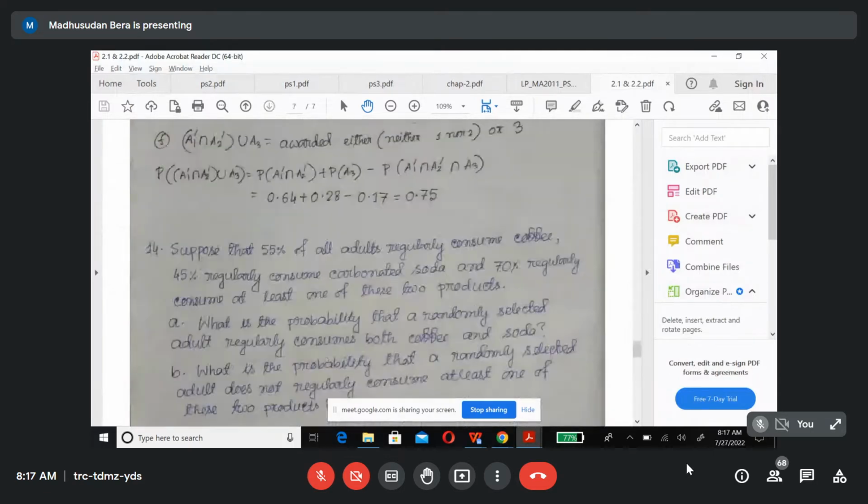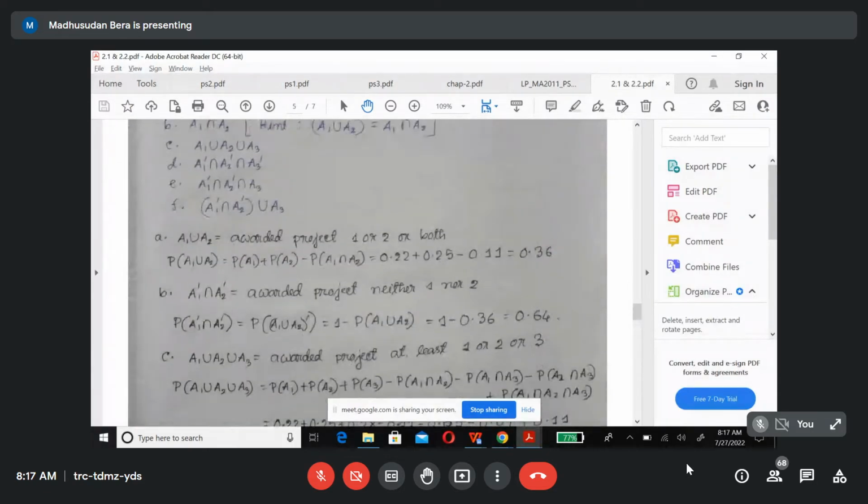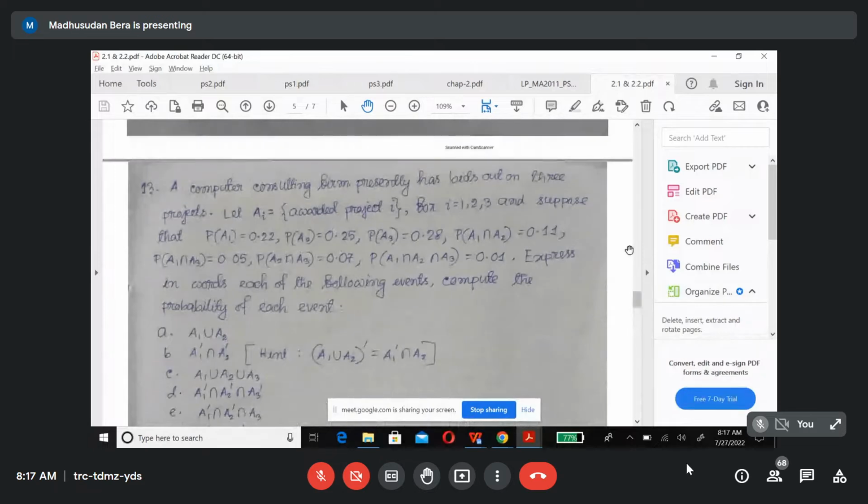Before going to the next one, this one is very easy, although it looks long.